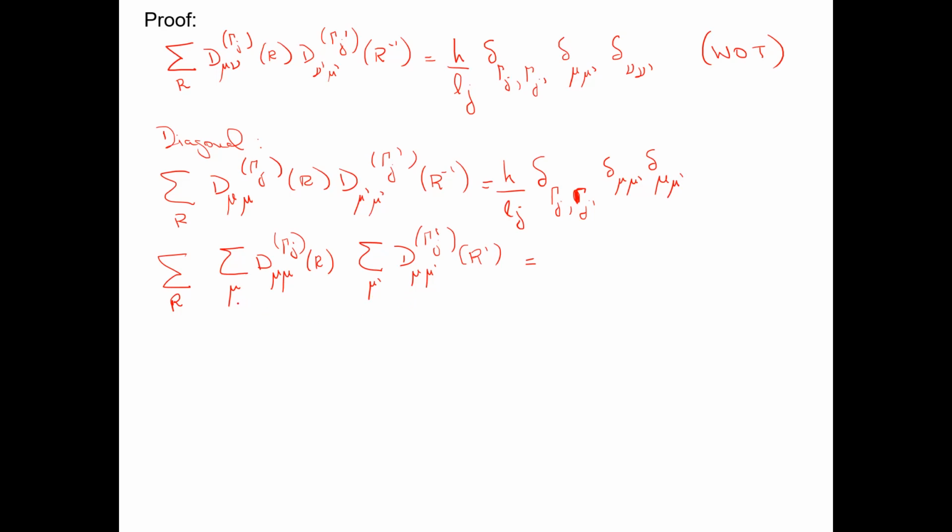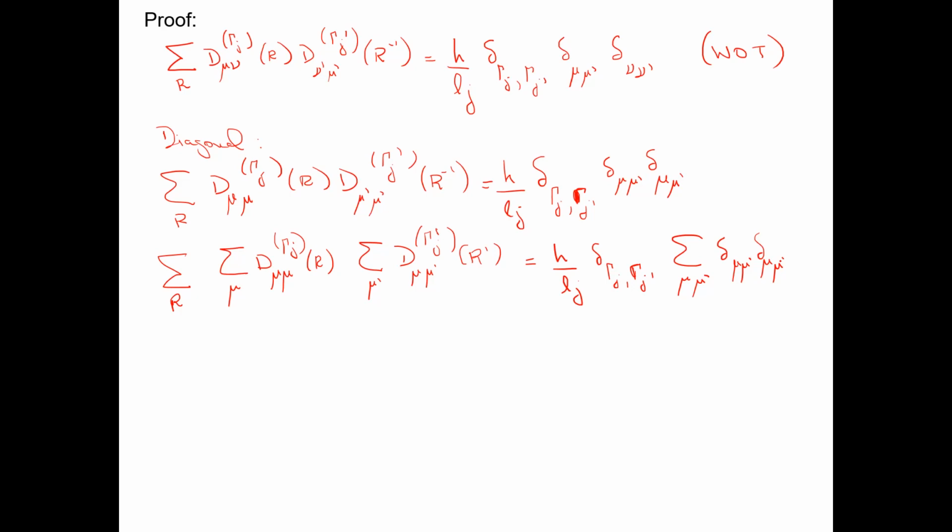I'm summing here over mu prime, so I should sum over mu prime also here in the right hand side, okay? So this is then H over Lj gamma delta gamma j prime, and then I have to sum over mu and mu prime here in the right hand side too, and I'm basically summing two delta functions here. Okay, all right.